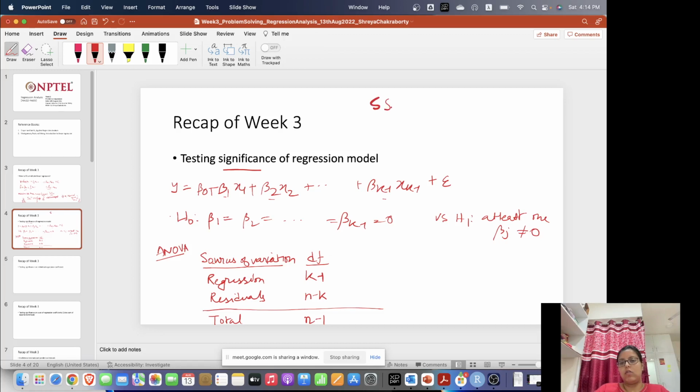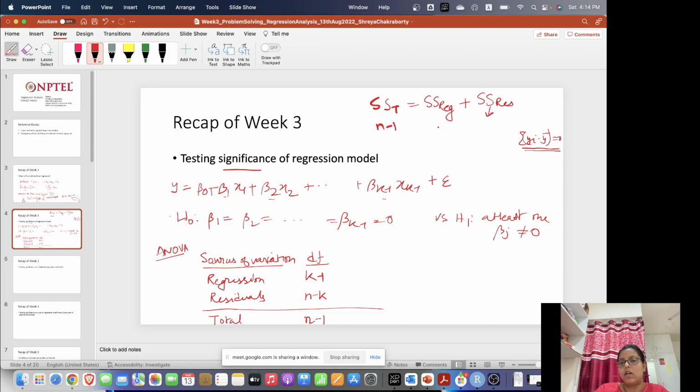Because this total sum of squares, we have seen, can be split into sum of squares due to regression plus sum of squares due to residuals. And since in the first class itself we have seen that summation yi minus y bar is 0, it means that we can only choose n minus 1 y's independently, because the last y would be chosen so that this constraint is satisfied. So SST would have a degree of freedom of n minus 1.